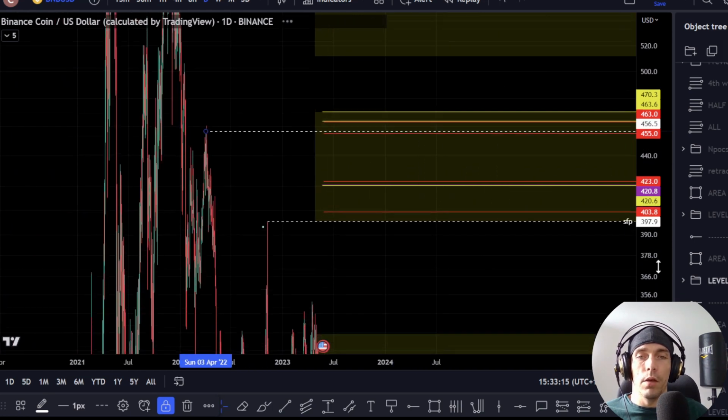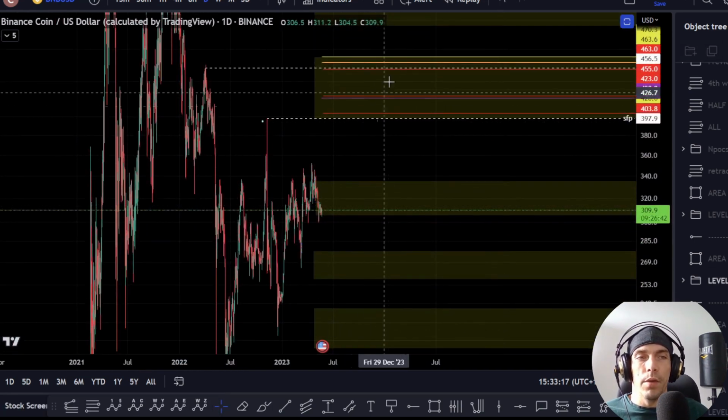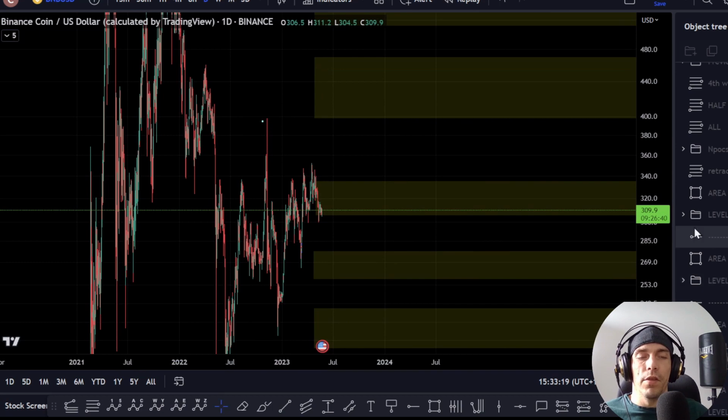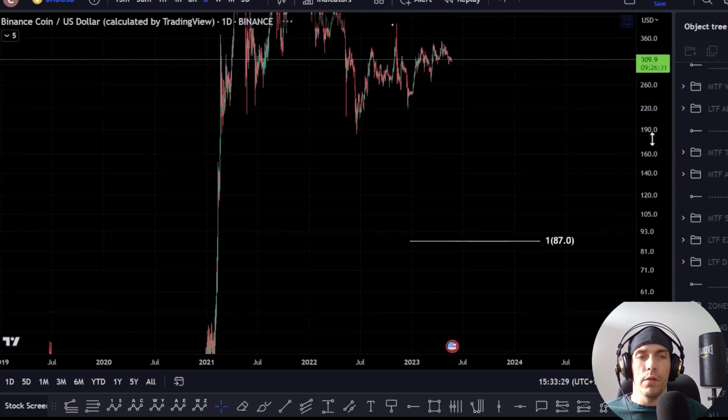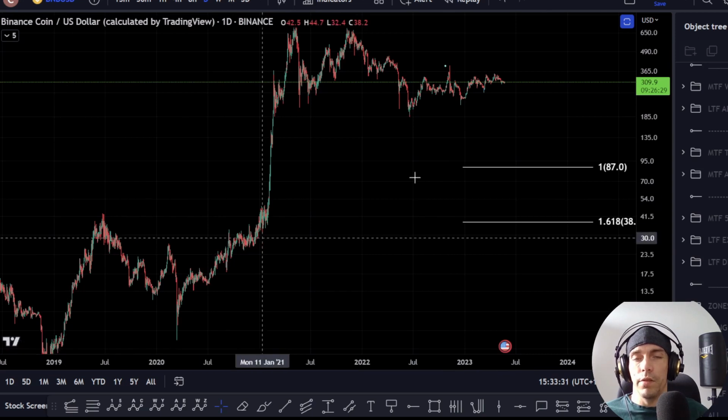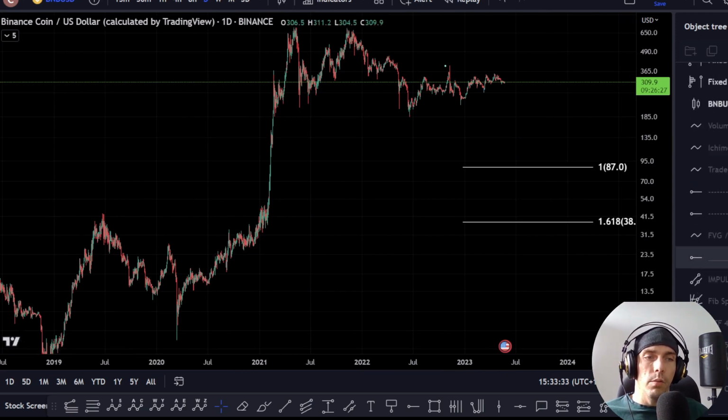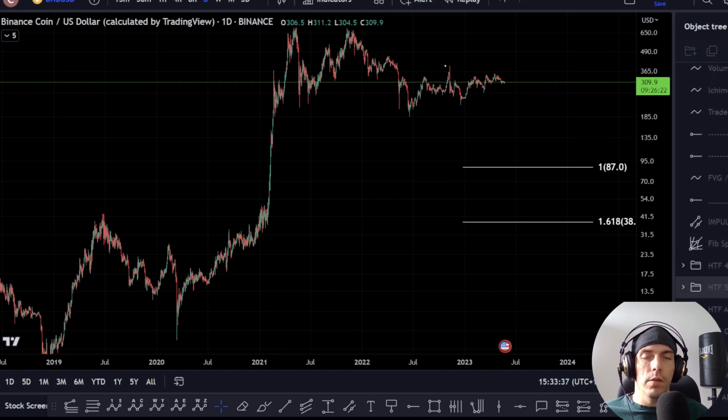So this would be something I'm looking for. If we do move back up here a little bit higher, that could be a potential area of rejection. So I need to keep an eye on that and see how we react around those levels. Now, the other way that we can discuss this move is if we want to say that this move is basically not playing out in the way that I initially said there, we could look at this slightly different.